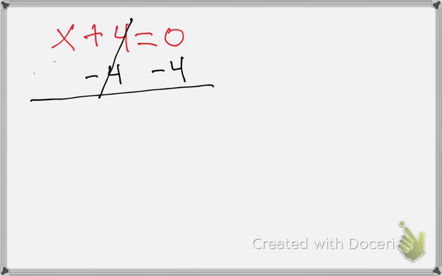This cancels out because positive 4 minus 4 is 0. We get our x is equal to negative 4, okay? So x is all alone. X is all alone.